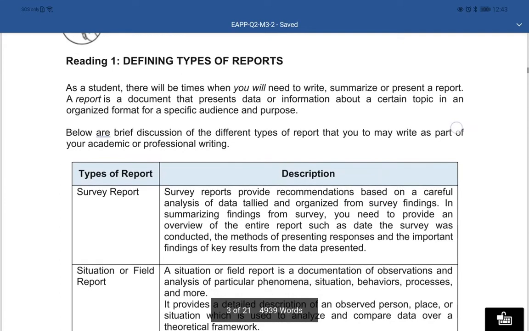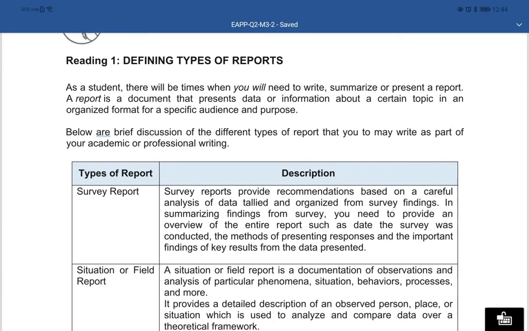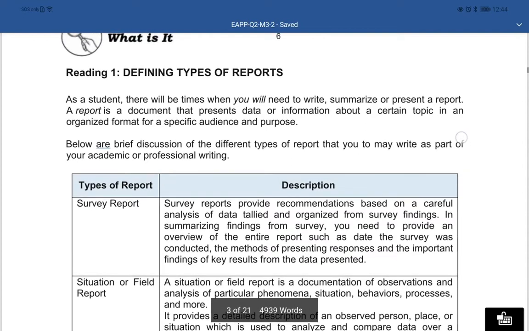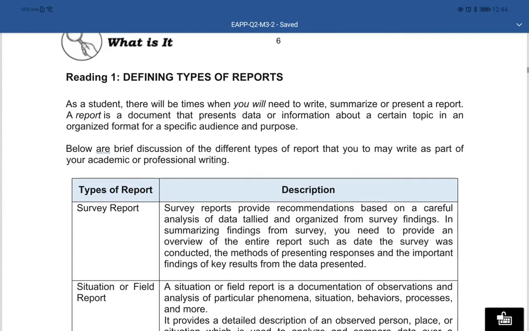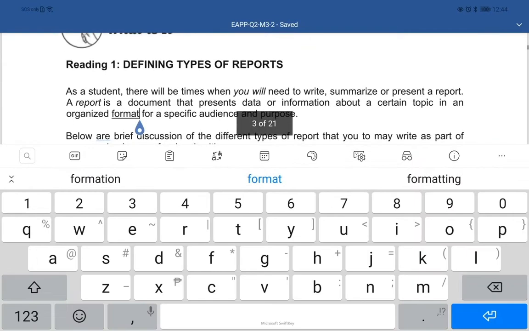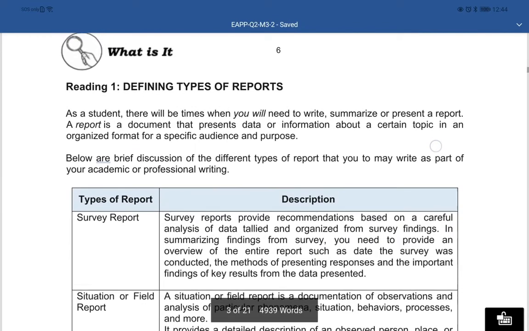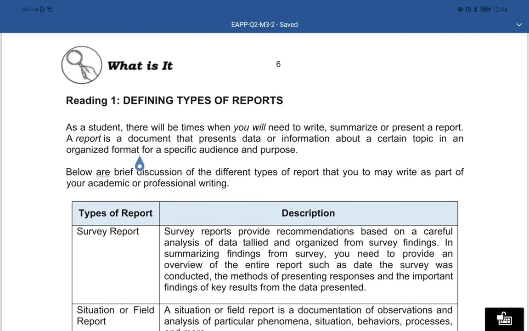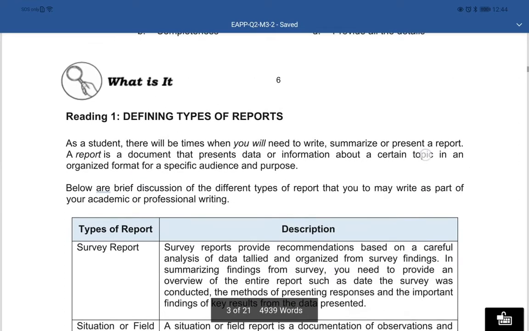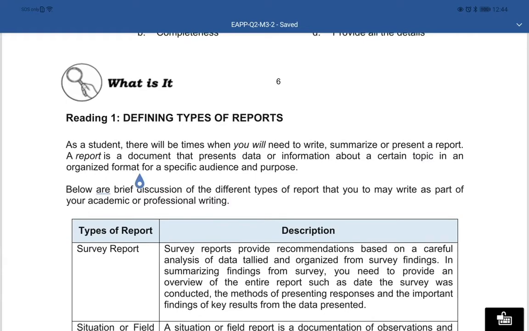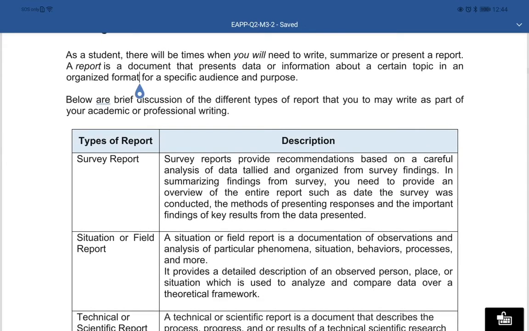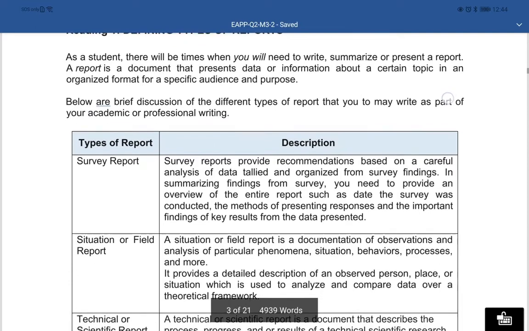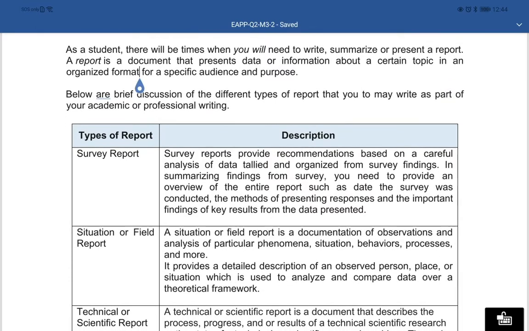As I have said before, reports are basically descriptions of events, persons, situations, okay, that you write for a specific audience. And when you are making a report, you write it in an organized format. Okay? Remember that. In an organized format. Meaning, we follow a certain structure. And therefore, it is formal. Okay? Usually, a report is formal, as we have discussed in our previous module. So, below are brief discussions of the different types of report that you may write as part of your academic, even your professional writing.